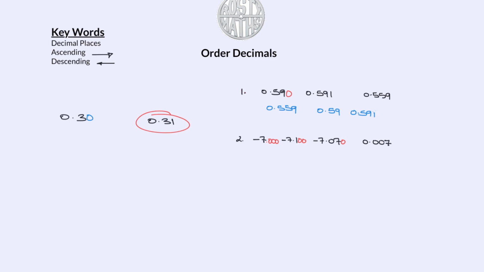So I'm going to start with -7.1. That's my smallest number. What comes after that if I'm going up the scale? Well, -70, so -7.07. And then what comes after that? Well, bang on 7. So that's going to be -7. And then the biggest number here is 0.007 because that is now on the positive side.